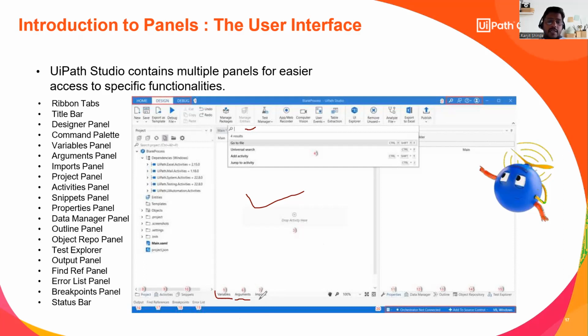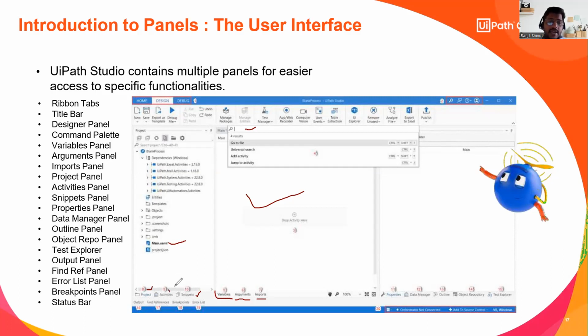Then import panel means suppose we have already created one process, and I want to use that process in the new process, so simply you can click on import and import the other process. Okay, then snippet panel, so this is the snippet panel. You can use that snippet panel. Then project panel, you can see the project panel. The project panel shows the name of your project, and where we save our process, it will be seen in the project panel.